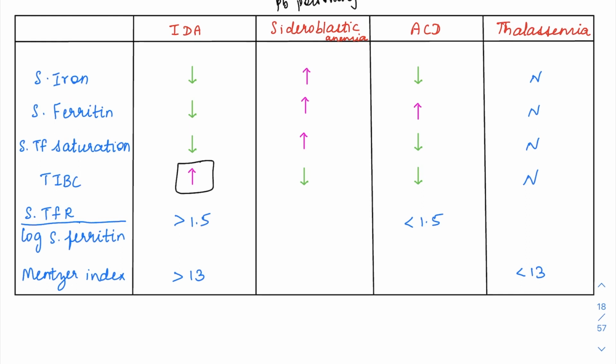And then, the serum transferrin to log of serum ferritin ratio, which is the most sensitive test for IDA, is going to be more than 1.5 in IDA and less than 1.5 in ACD, which is anemia of chronic disease. So all the serum iron studies are going to be normal in thalassemia, while the Mentzer index is going to be more than 13. So the Mentzer index is MCV upon RBC count. More than 13 in IDA, while it is less than 13 in thalassemia, right?